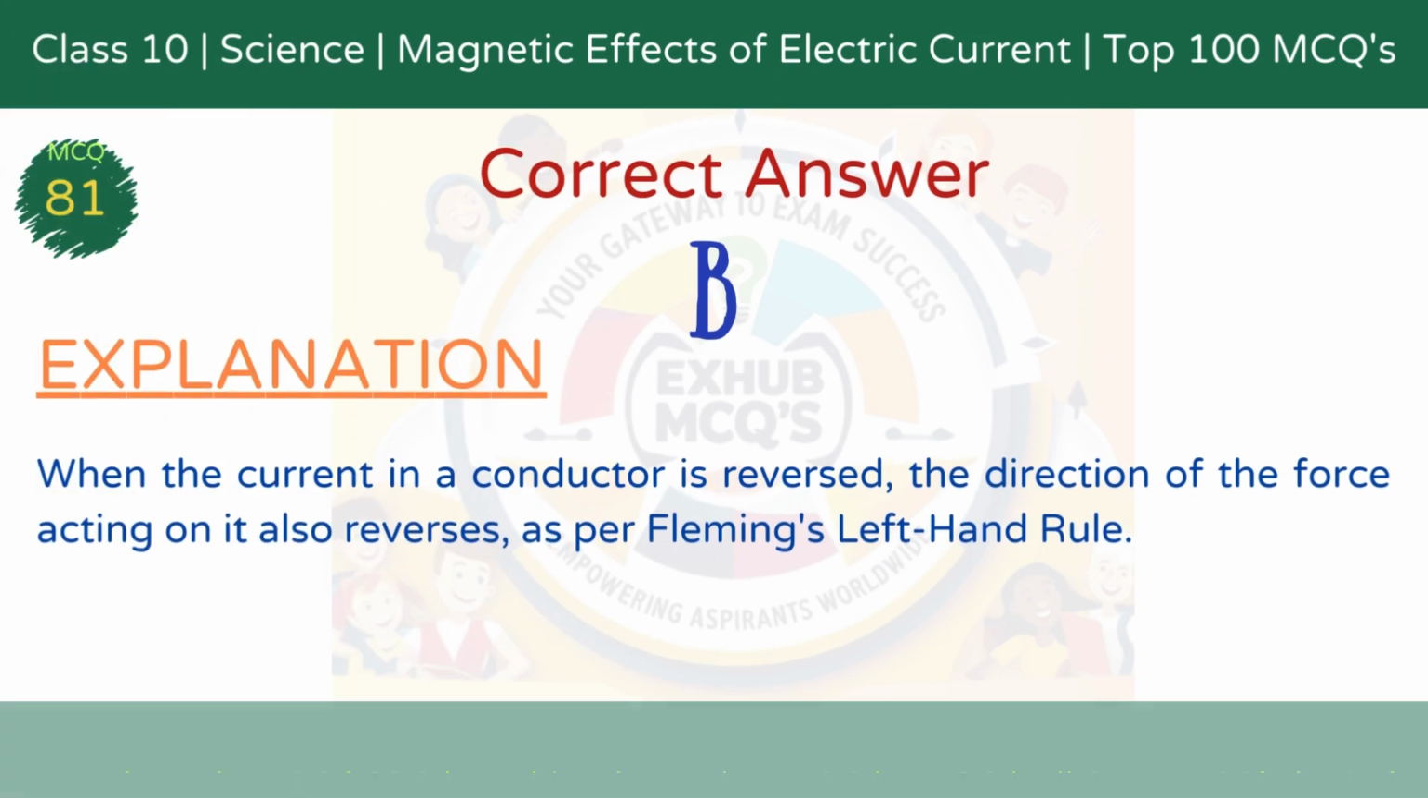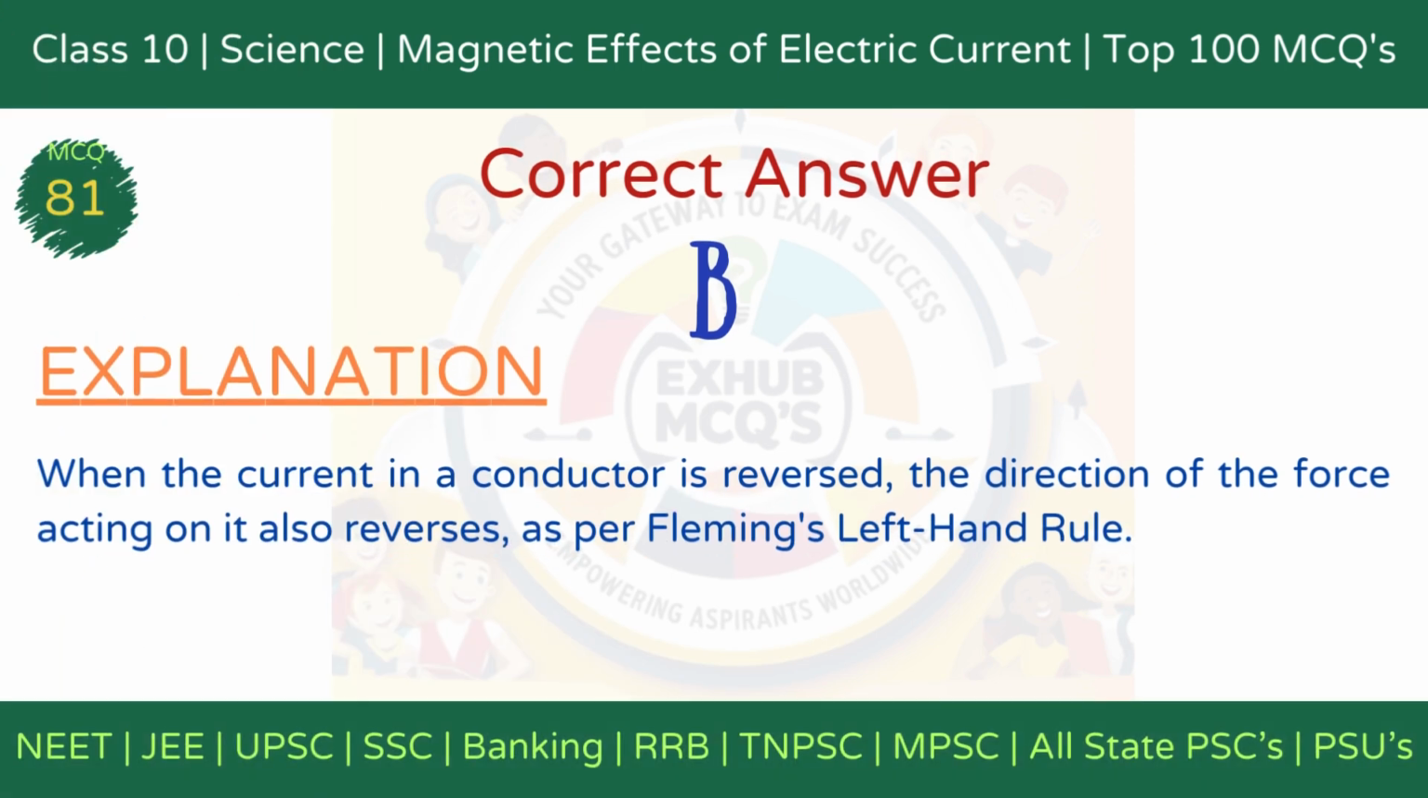The correct answer is option B, force direction reverses. Explanation. When the current in a conductor is reversed, the direction of the force acting on it also reverses, as determined by Fleming's left-hand rule.